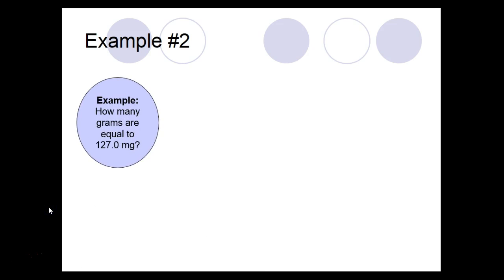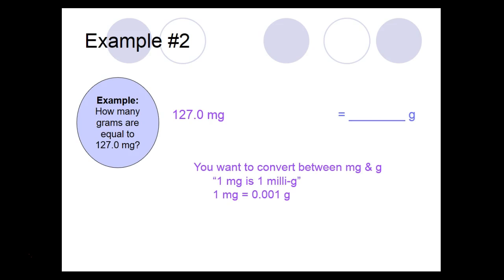Okay, we're going to get into another example. How many grams are equal to 127 milligrams? So again, we start off with rule number 1. You start off with what you're given. Then you set up your units. So we know that we want milligrams and milligrams to cancel, and the desired unit is grams. So grams is going to be up here, and our answer will end up with grams.